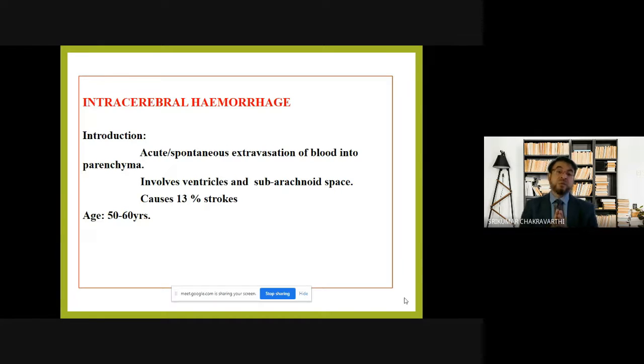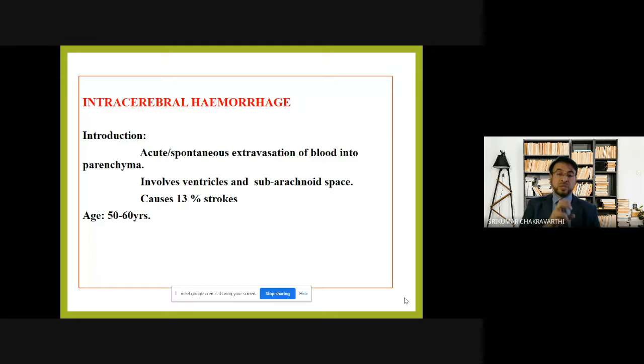We now move on to intracerebral hemorrhage, which is hemorrhage inside the brain. This would occur when there is an extravasation of blood into the parenchyma. Now, how can you get bleeding into the brain? From outside, from the dura mater, blood will not actually create a channel and go into the parenchyma of the brain.